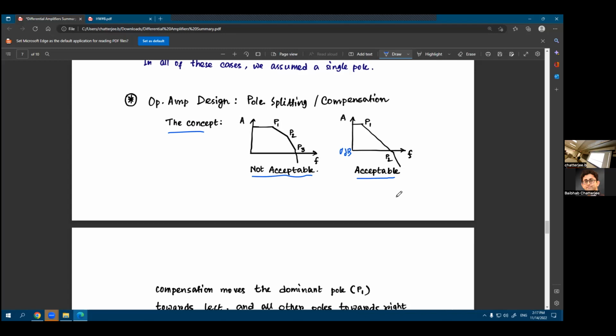Because here you'll see that there is a concept of stability or instability, right? And instability means oscillations. Why are oscillations not acceptable? Because you want to build an amplifier. You don't want to build an oscillator. So if your amplifier oscillates, that's not acceptable. That's not something you want, right?